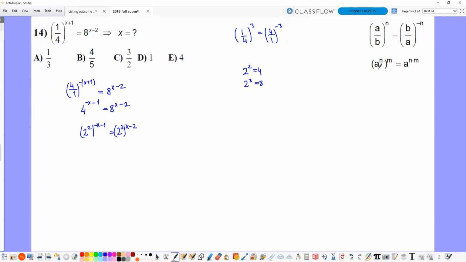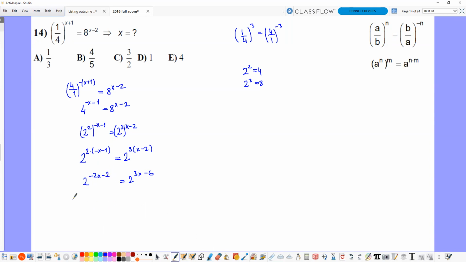Now I'm going to apply the second rule: a to the power of n to the power of m, power of a power, is multiplication of powers, n times m. So this is going to be 2 to the power of 2 times (minus x minus 1), equal to 2 to the power of 3 times (x minus 2). That gives 2 to the power of minus 2x minus 2 equal to 2 to the power of 3x minus 6. I made a mistake earlier: it should be minus 2x minus 2, because I multiply 2 times minus x and 2 times minus 1, which is minus 2.